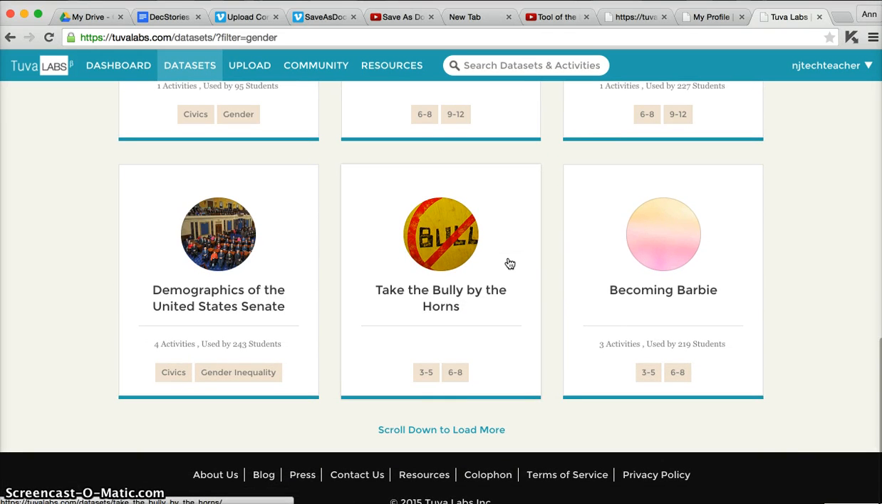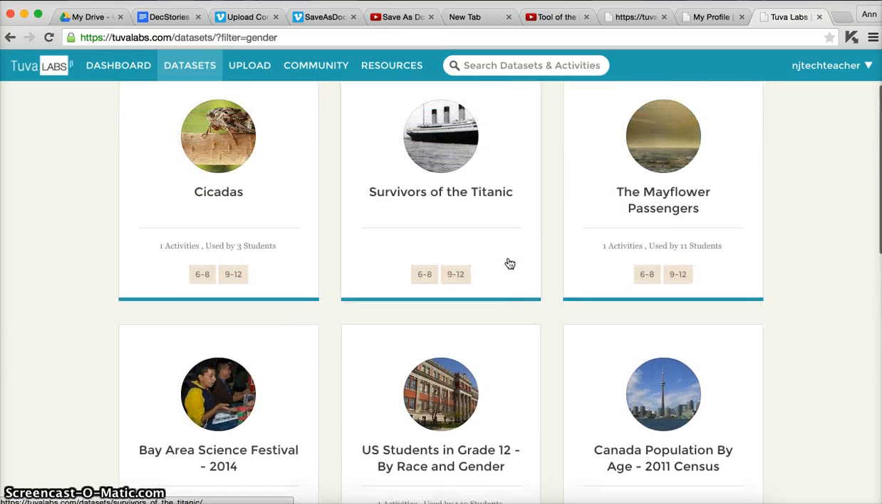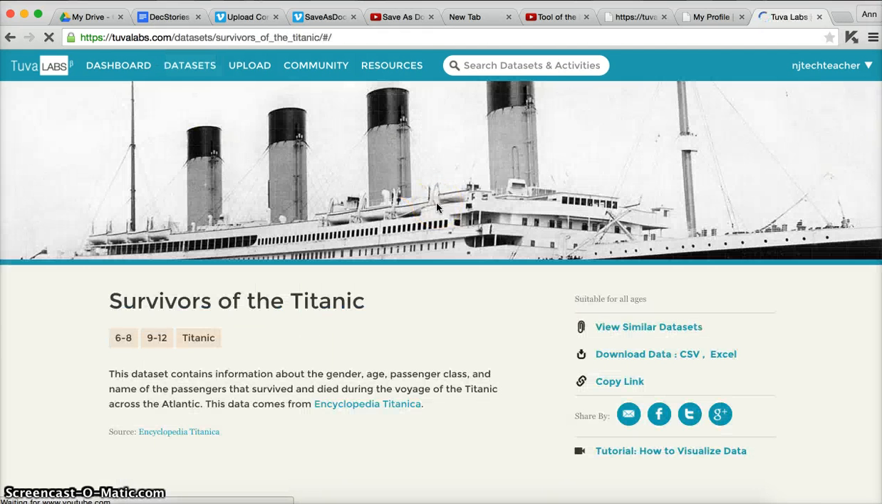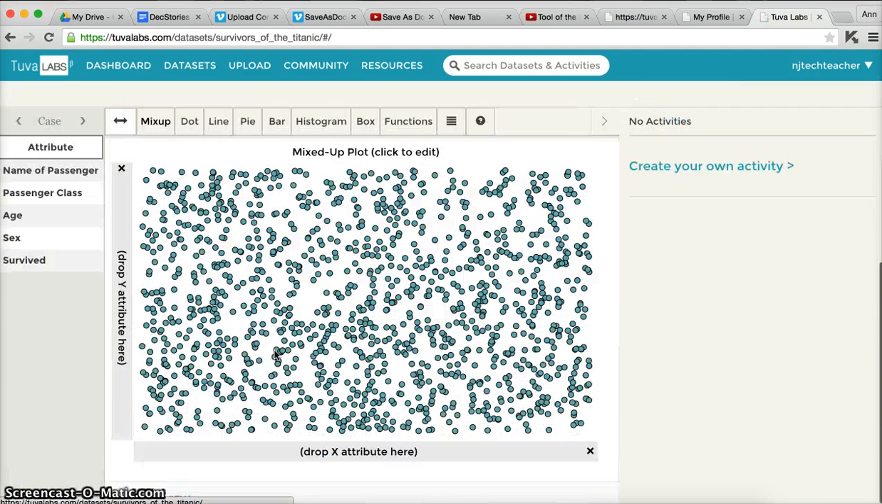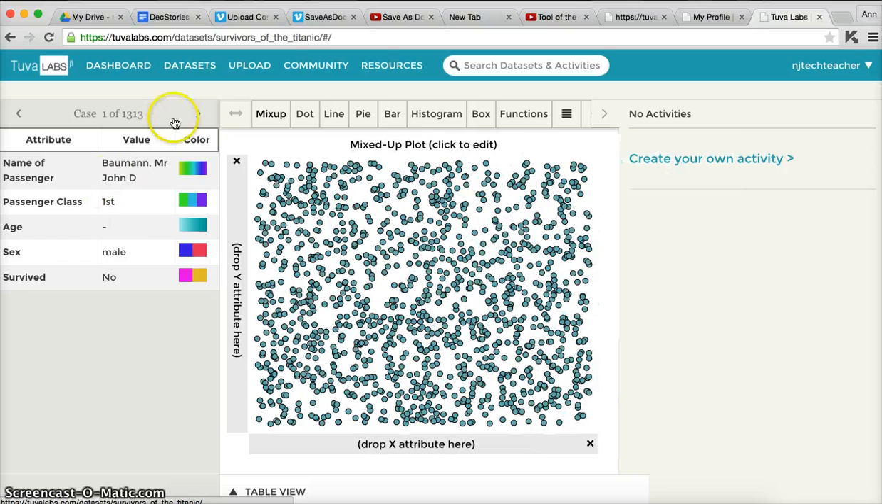And when you click on the data sets, you can see where the data is coming from. So I'm going to look at survivors of the Titanic. It came from the Encyclopedia Titanica. And if I go down, all these dots are all mixed up. But the dots are based on name of passenger, passenger class, age, sex, and survived. If we open that up, it's going to show a case card for each one of those people, their names, their class of where they were in the ship, age if they knew it, male, and whether they survived or not.